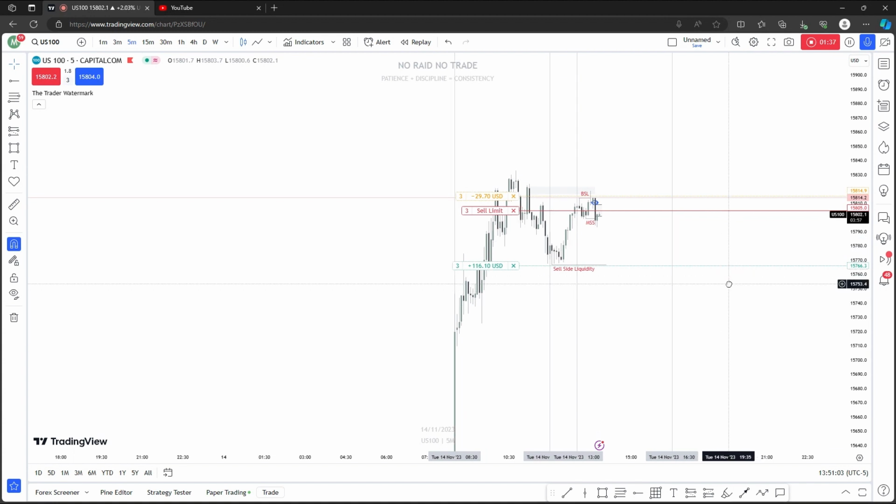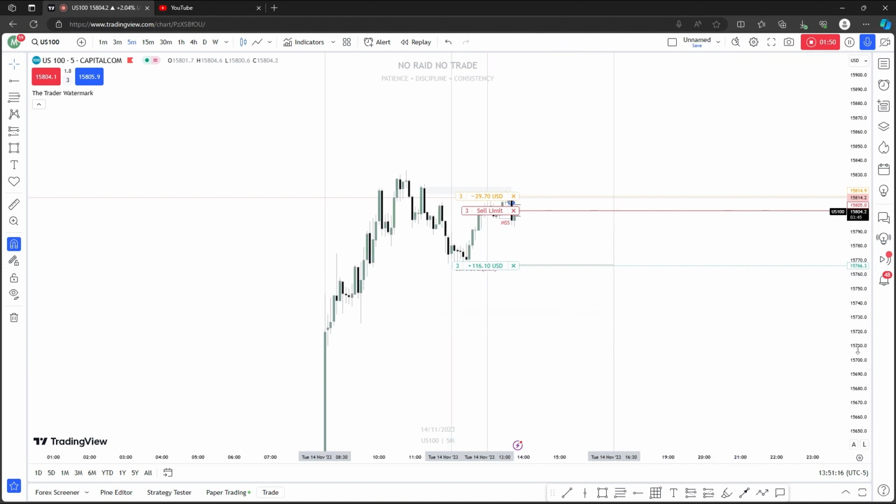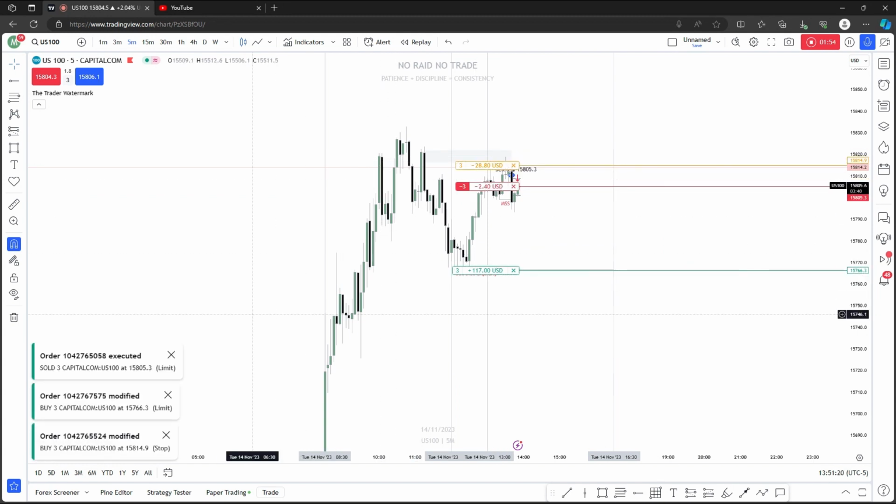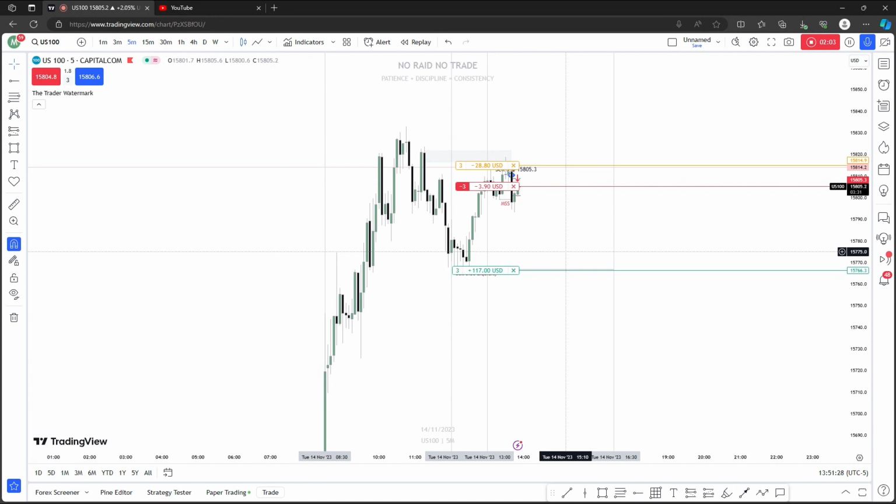So with the PM session, I'm looking for a reversal. The PM session could either be a continuation of the AM session or a reversal. The reason I'm looking for a reversal is because we are trading above a liquidity pool. This is the trade which triggered. Like I said, we are trading above a liquidity pool, that's why I'm looking for a reversal of the PM session.